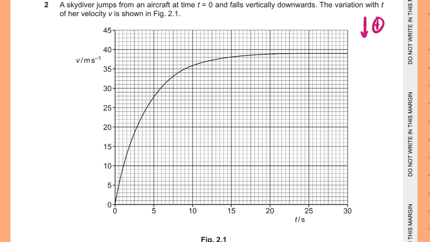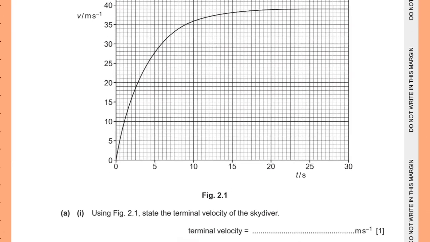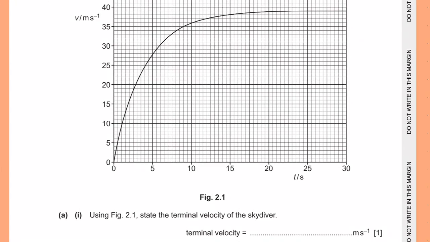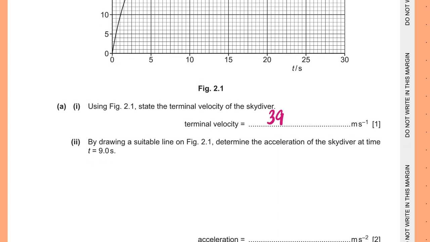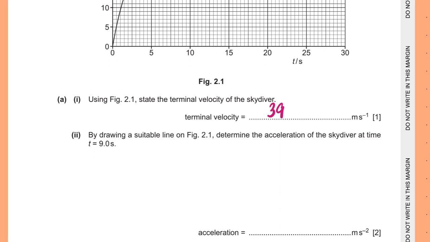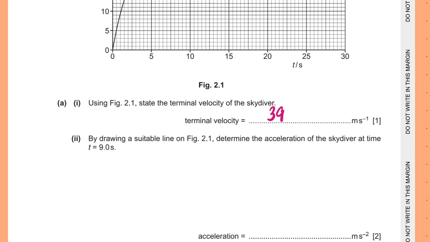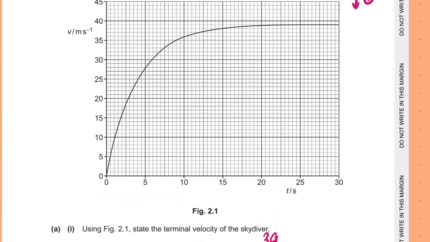So the variation of velocity is shown. Using 2.1 state the terminal velocity of the skydiver. So the terminal velocity is this constant velocity that it reaches, right? So that looks like 39 meters per second. So the terminal velocity is 39. By drawing a suitable line on 2.1, determine the acceleration of the skydiver at time t equals to 9 seconds. Okay, so 9 seconds, so this must be 7.5, right, in the middle of 5 and 10. So let's figure out where 9 seconds would be.